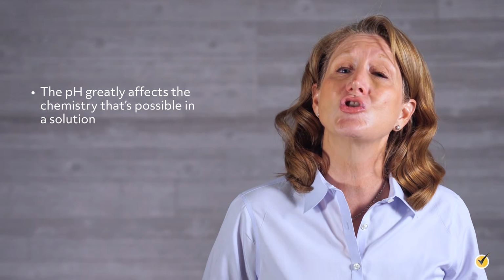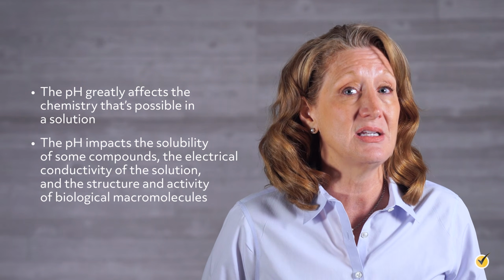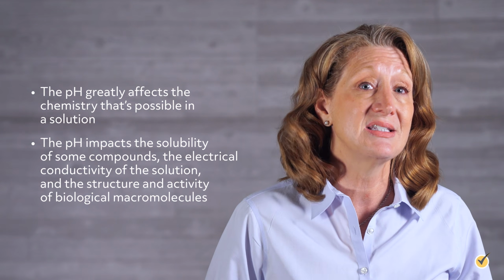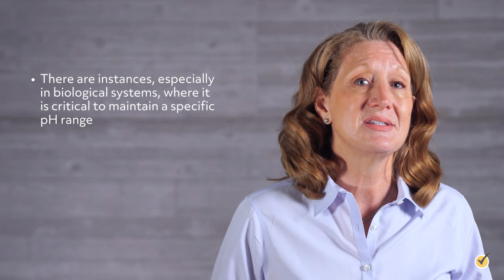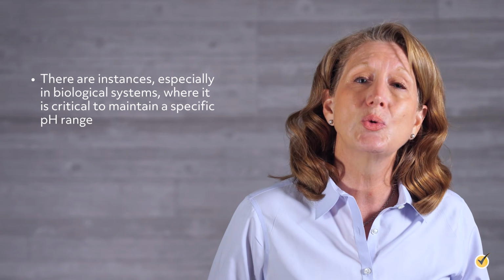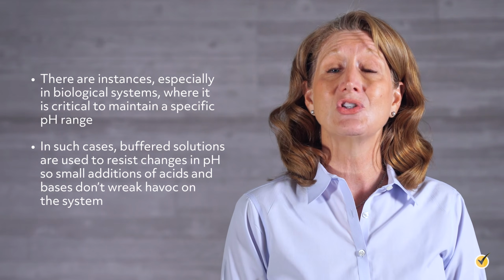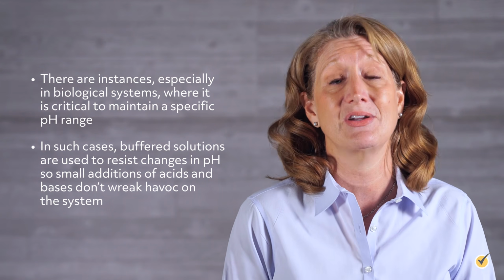Well, it turns out that the pH greatly affects the chemistry that's possible in a solution. The pH impacts the solubility of some compounds, the electrical conductivity of the solution, and the structure and activity of biological macromolecules. For example, the enzyme that digests proteins in your intestine works twice as fast at a pH of 8 versus a pH of 7 or 9. Thus, there are instances, especially in biological systems, where it is critical to maintain a specific pH range. In such cases, buffered solutions are used to resist changes in pH, so small additions of acids and bases don't wreak havoc on the system.